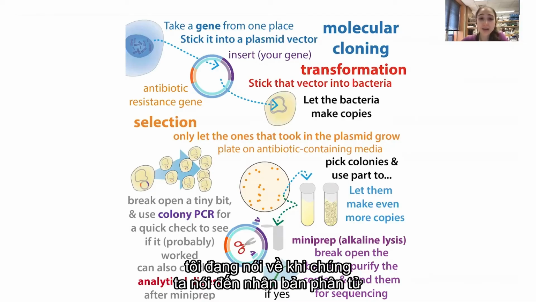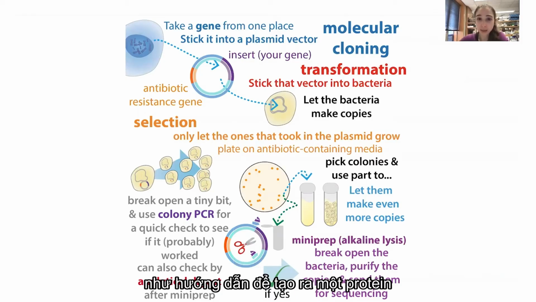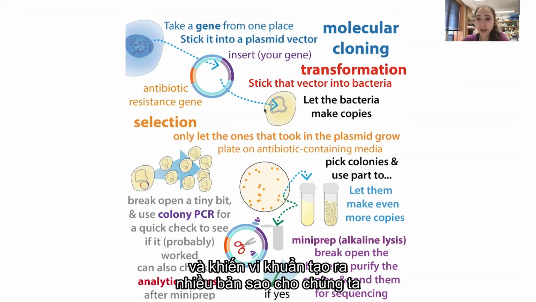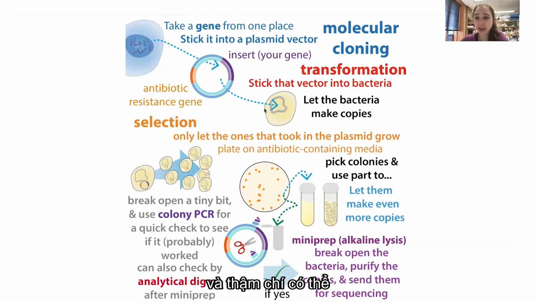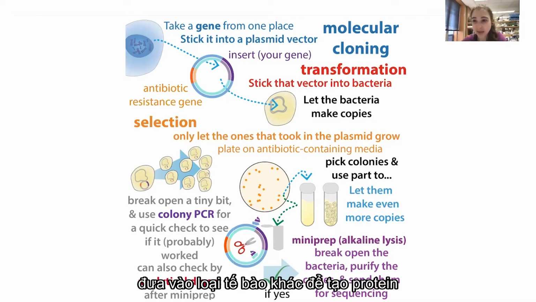When we talk about molecular cloning, we're talking about taking a single piece of genetic information, like maybe the instructions for making a protein, the gene for making a protein. And we're going to stick that in somewhere that's easier to work with, typically a circular piece of DNA called a plasmid vector. And then we can stick that into bacteria and get the bacteria to make lots of copies for us. And we can even get the bacteria to make the protein, or clone it into other cell types to make proteins.